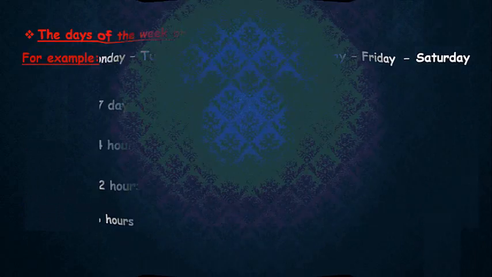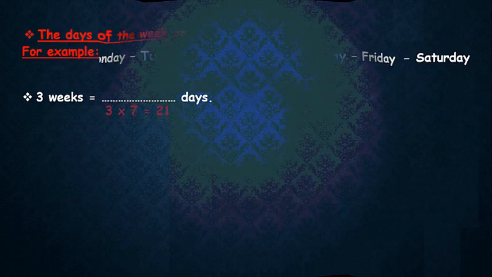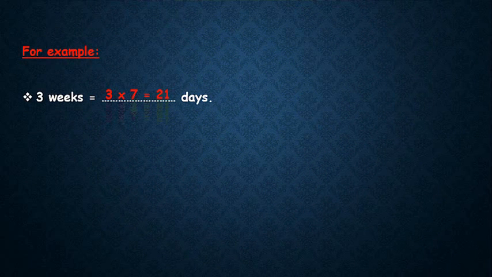For example, 3 weeks equals dots days. I want to know how many days are there in 3 weeks. We know that 1 week equals 7 days. So we are going to make 3 times 7 equals 21. So there are 21 days in 3 weeks.